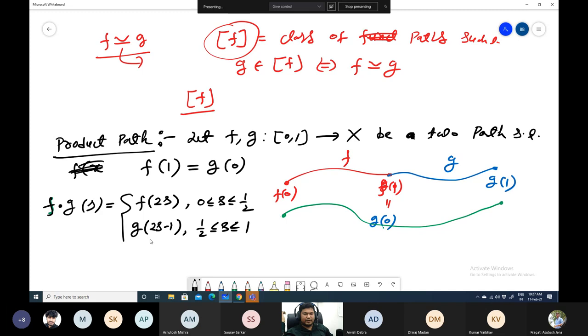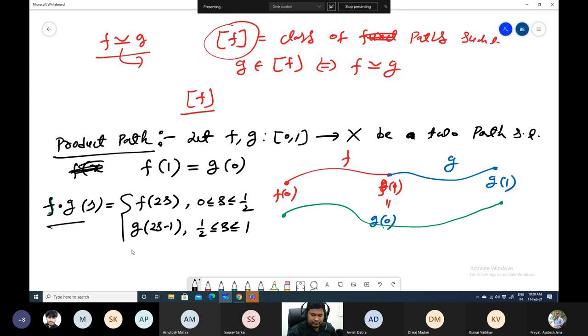In dimension 1, it is simple, right? You can talk about the point only. If the values of these are the same, then you can say that it is continuous. So you have a path. So this is a composition of paths, or you can say product of paths. Now this is clear, right?